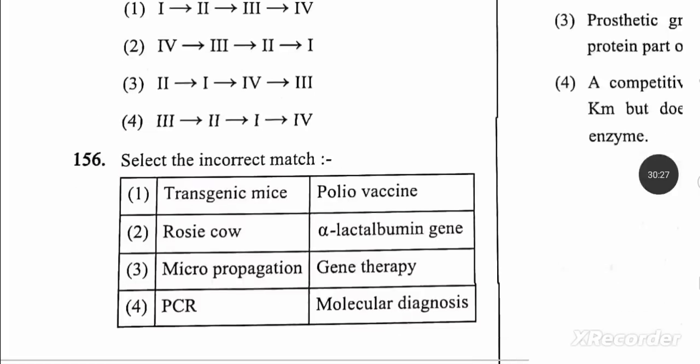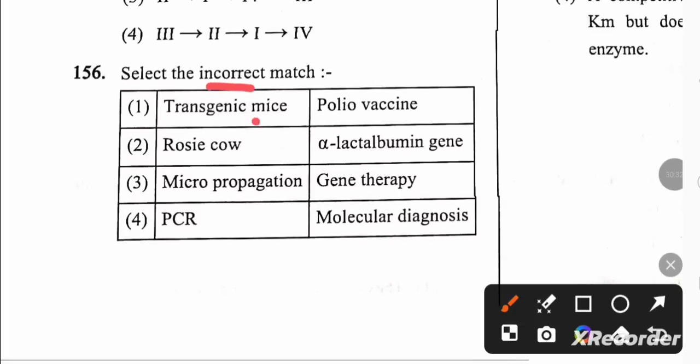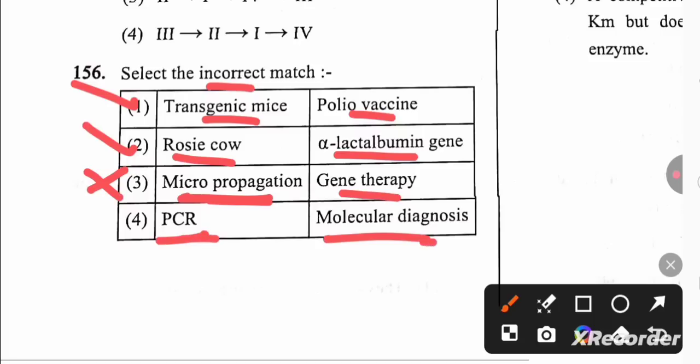Select the incorrect match. We need to find out the incorrect match. Transgenic mice is used to produce polio vaccine, right, to check the polio vaccine. Rosie cow is used to obtain alpha-lactalbumin gene. Right one. Micropropagation is a tissue culture, not gene therapy. So this is the incorrect one. And PCR is one of the molecular diagnosis tests. So third is the right answer for this question. Let us move to the next question.